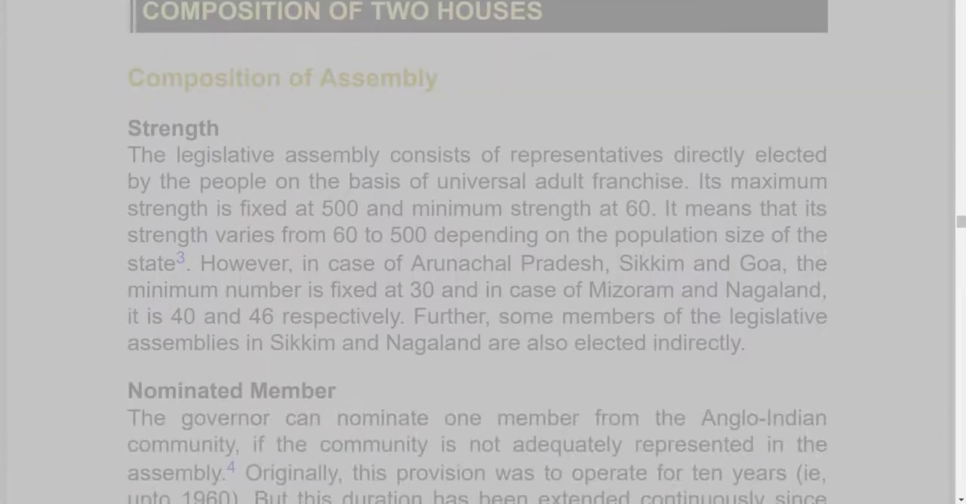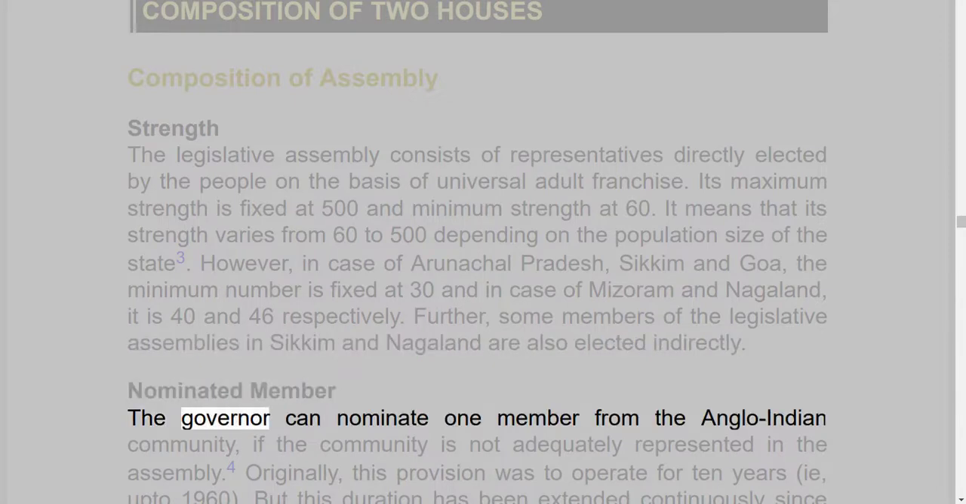Composition of 2 houses. Composition of Assembly. Strength. The Legislative Assembly consists of representatives directly elected by the people on the basis of universal adult franchise. Its maximum strength is fixed at 500 and minimum strength at 60. It means that its strength varies from 60 to 500 depending on the population size of the state. However, in case of Arunachal Pradesh, Sikkim and Goa, the minimum number is fixed at 30, and in case of Mizoram and Nagaland, it is 40 and 46 respectively. Further, some members of the legislative assemblies in Sikkim and Nagaland are also elected indirectly.